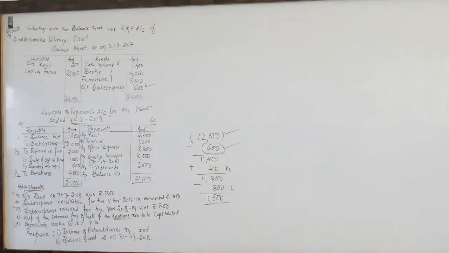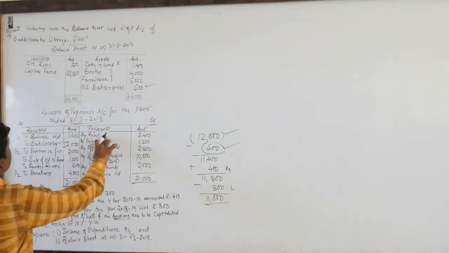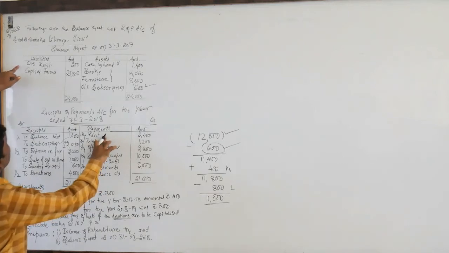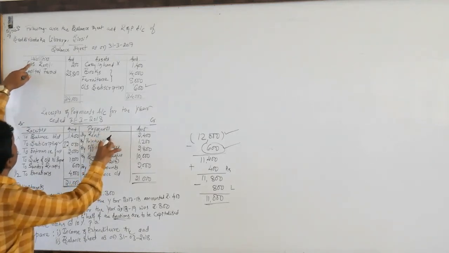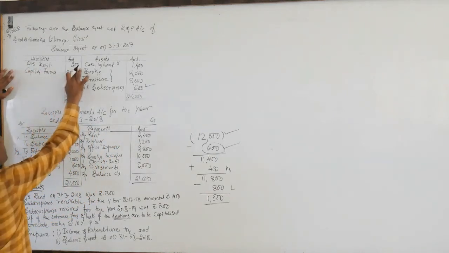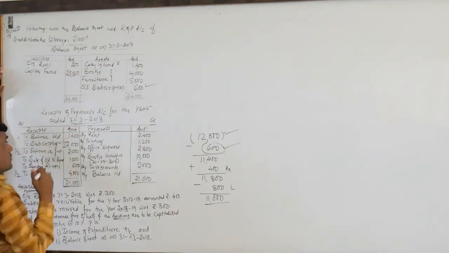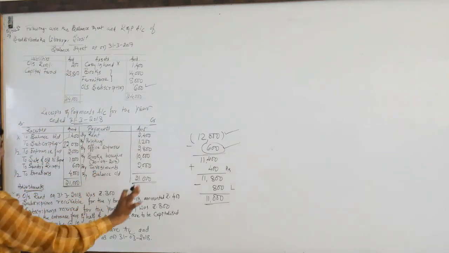Okay, dear students, look at the payment side. Rent: is there any adjustment? No, there is a link between last year's balance sheet and the current year R&P. Look at liabilities: outstanding rent was rupees 200. Rent paid during the year is 2,400.